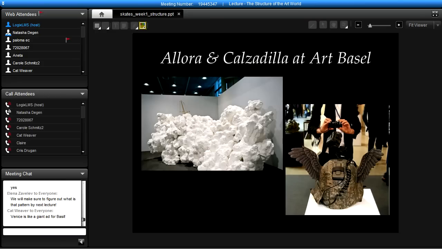Now, I just want to end by giving you an example. This is Allora and Calzadilla, who represented the United States at the last Venice Biennale. And these are images from their Venice presentation. So the first image is outside of the Venice Biennale, this kind of overturned tank. And inside, they had gymnasts interacting with sort of airplane interiors. And then here, you can see work on show at Art Basel only shortly thereafter. So you see the sort of synergy between the two.